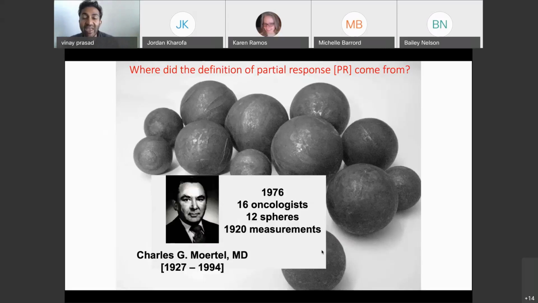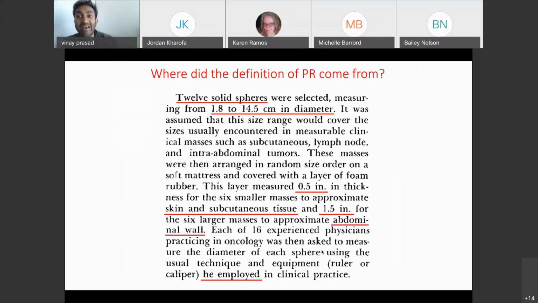He had 12 spheres and they took 1,900 measurements. So that's what they did in 1976. And a senior investigator at NCI told me, apocryphally, that this was a dinner party at Moertel's house. I've never been able to verify whether or not it was a dinner party, but it could have been a dinner party. And what did Moertel do?